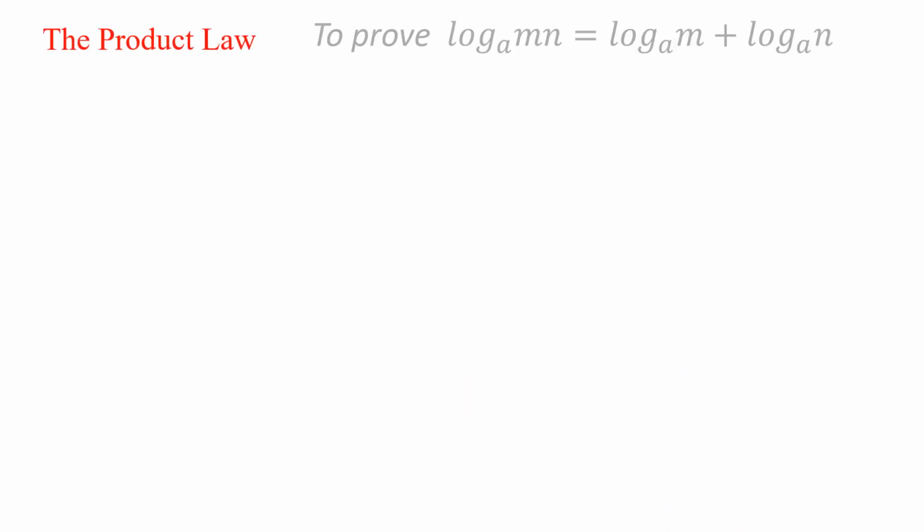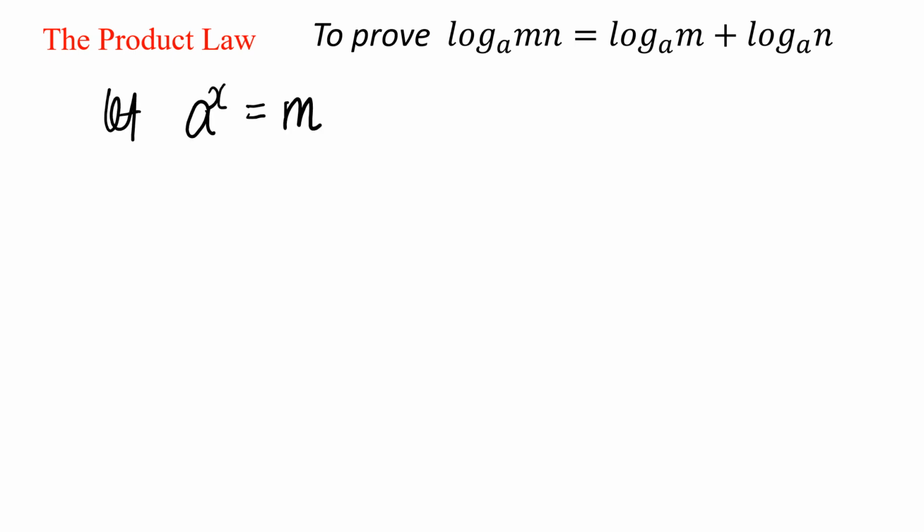So after learning how to convert from log to index and index to log, there are 4 very important logarithmic laws that we need to learn. We're going to do the product law first. We're going to prove the product law, meaning we're going to prove log mn base a can be simplified into log m base a plus log n base a. So the first step, we're going to let a to the power of x equal to m.